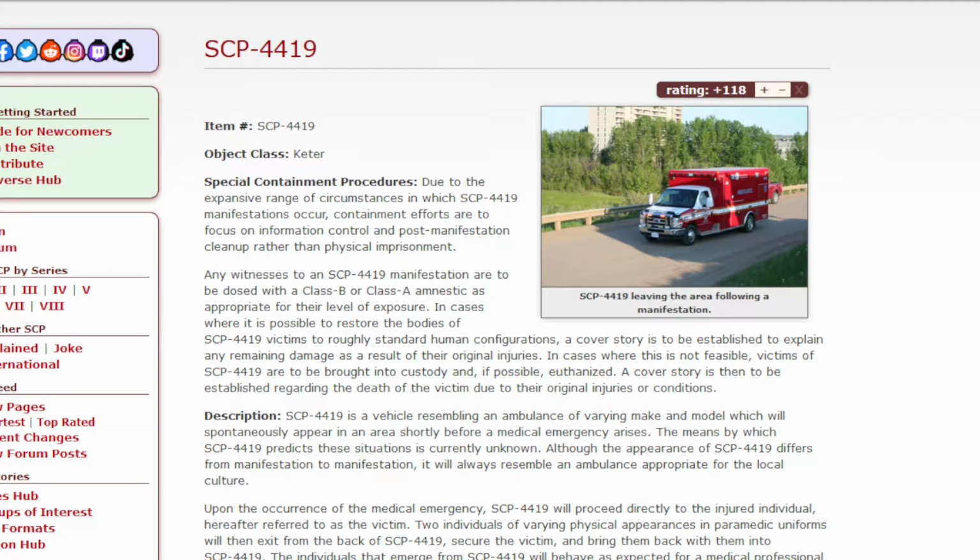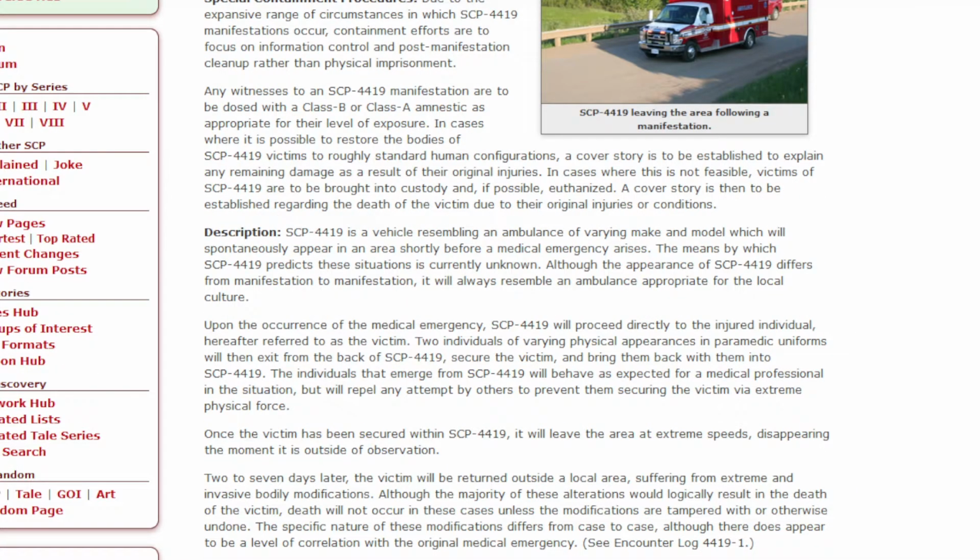SCP-4419. Gyrus called this medical malpractice mobile. So it's as hard to contain as that last one was. That last one really got the Keter tier.